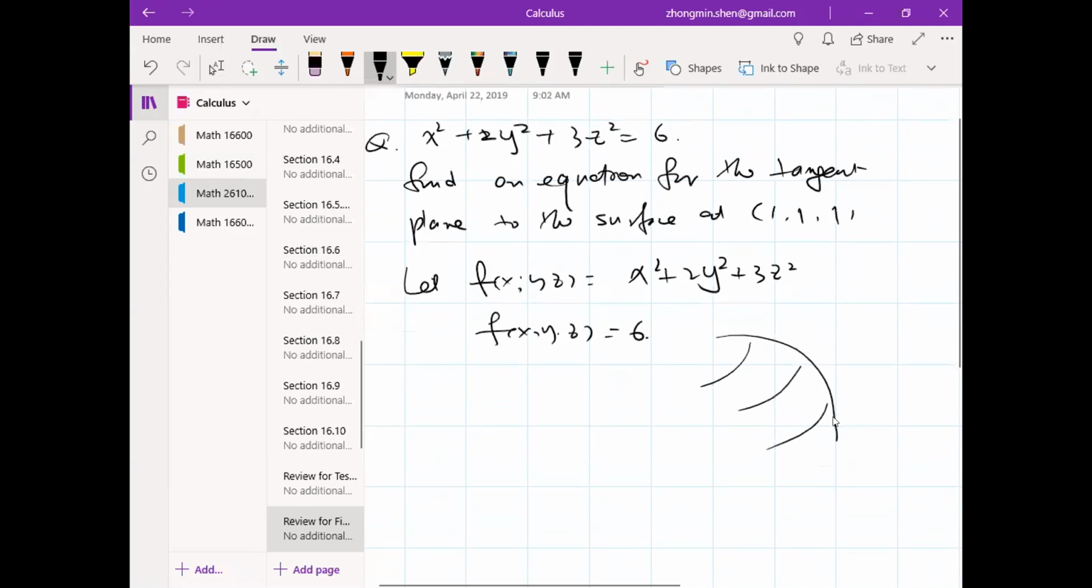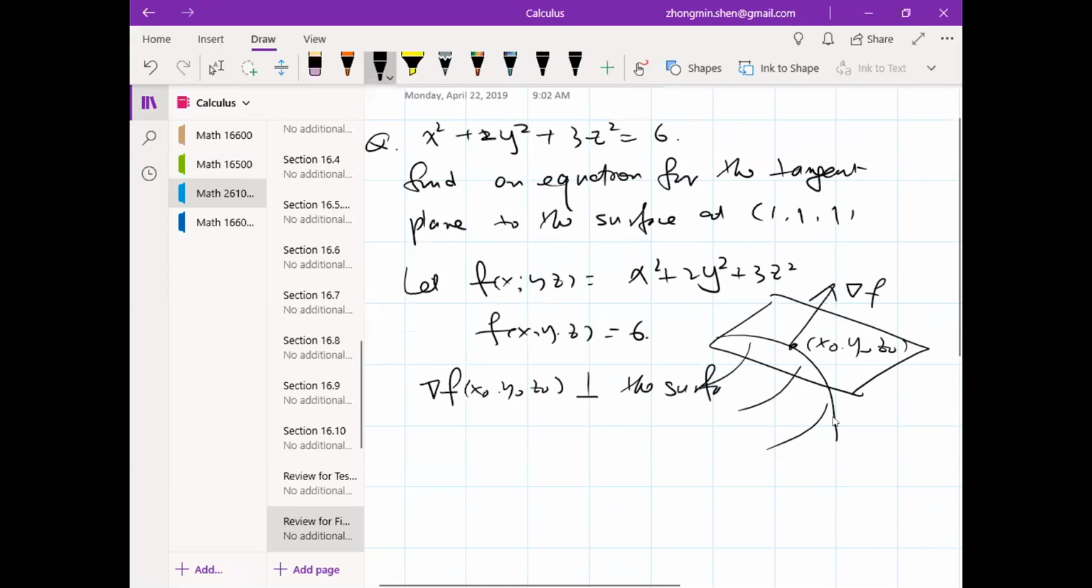What we know is that at every point, the gradient of the function is going to be perpendicular to the surface. We should know this fact. Then we use this to get a normal vector to the surface, which is a normal vector to the tangent plane, to get the equation for the tangent plane. So this is perpendicular to the surface. Okay, so let's find out.